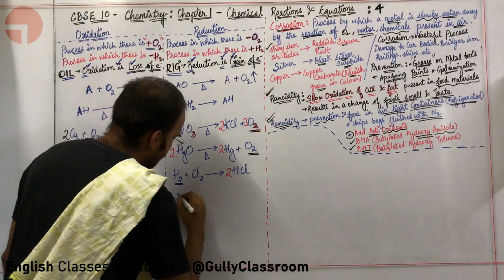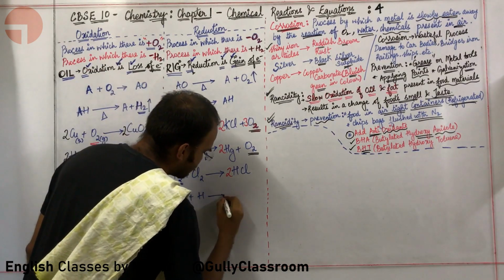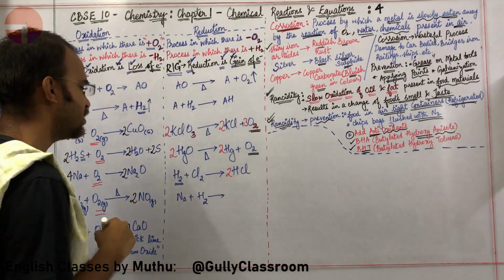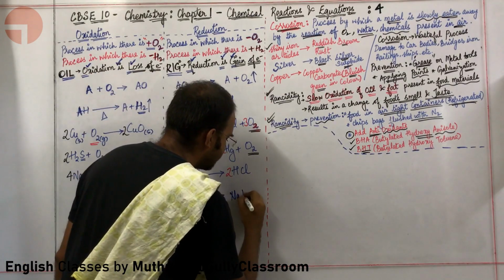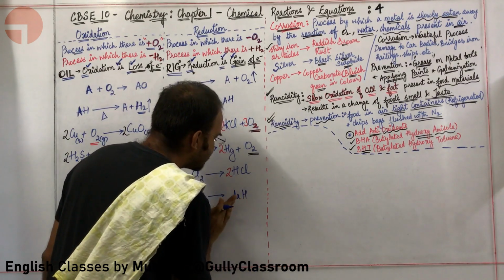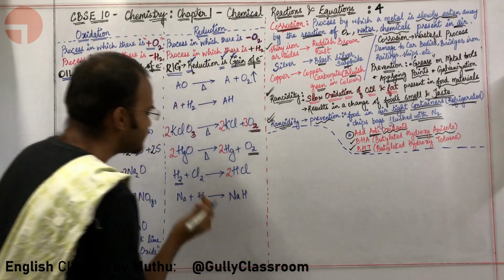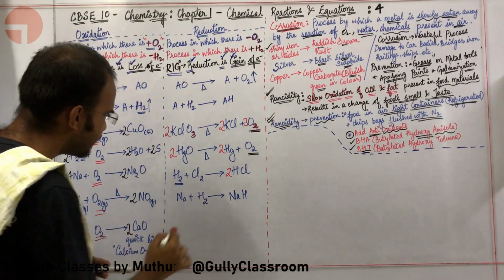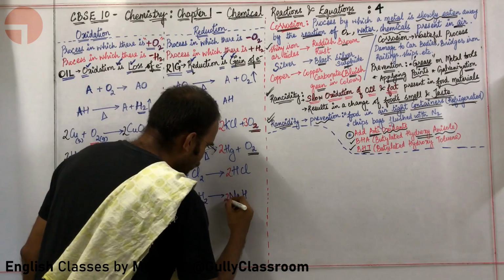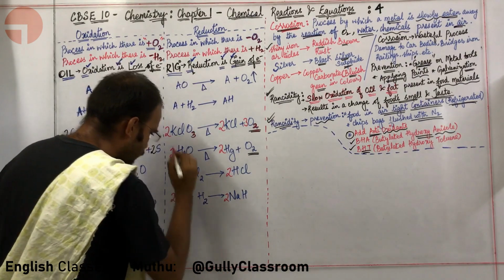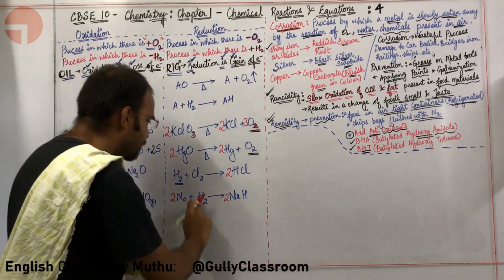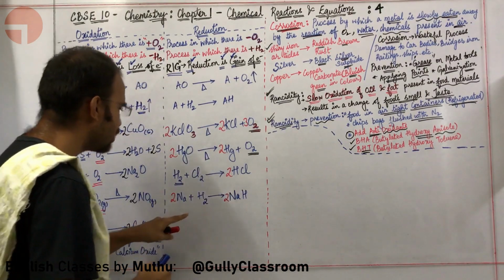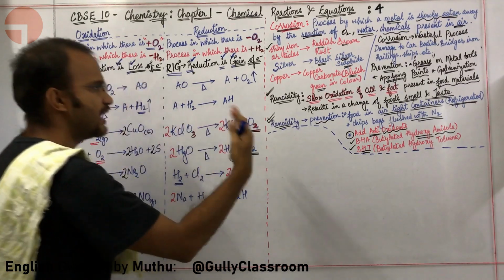Let us go for the next reaction, which is Na plus H2. You will get sodium hydride, which is NaH. Let us balance this particular reaction. Here there is 2 hydrogen, so I am going to put a 2 here. Sodium has become 2, so I am going to put a 2 here. Here sodium, because it is getting added to hydrogen, is getting reduced. Sodium is reduced because it is added to hydrogen.